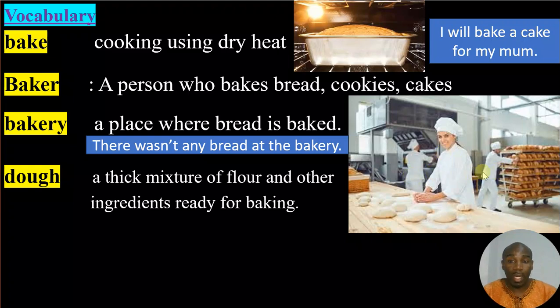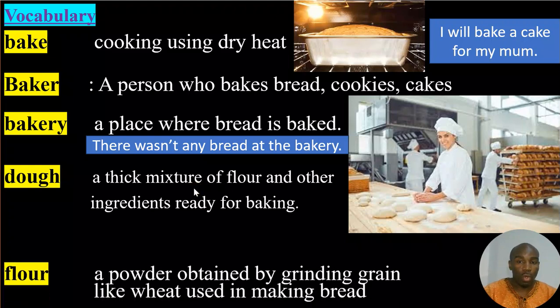So look at this picture. Here we can see the baker. Here we can see that dough. Then up there you can see the oven. Then we can see here baked products. That's bread and others. Okay.